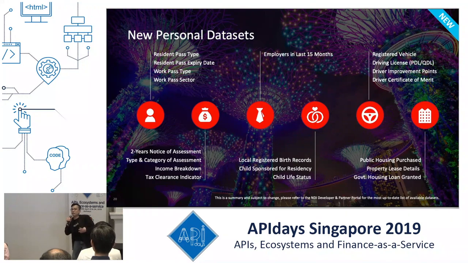So banking sector people will love those, to be able to provide more services to the individuals. And then we also have the employers within the last 15 months, according to your CPF records. And we have local registered births, as well as sponsored children for residency. And then the child life status. All right, last of all, we have two other categories, which is the vehicle data, the full vehicle log cards from LTA, as well as your public housing information from HDB, your loan status and all that. Okay? So quite a lot of data. This is available in our latest release of APIs that was just released, I think, last week.